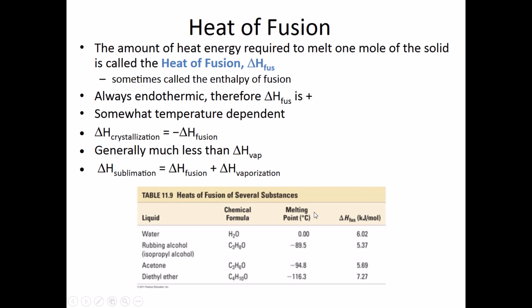The table below shows a few delta H of fusion values. Based on what the type of liquid is, we can see how the intermolecular forces play a role. So water having hydrogen bonding has fairly high delta H of fusion. Isopropyl alcohol, still hydrogen bonding capable, but a little less than water can because it's a larger molecule. Acetone, polar, quite large hydrophobic areas. And then diethyl ether, slightly polar, even larger hydrophobic areas, so a higher delta H of fusion.